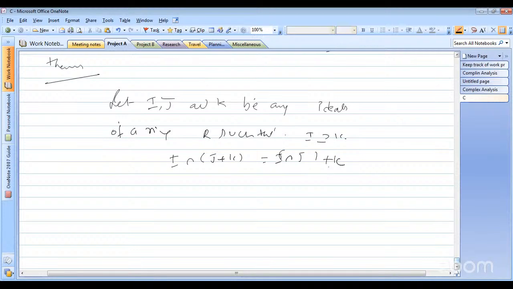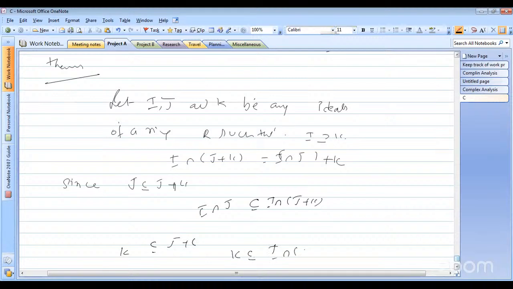So I intersection J is a subset of I intersection (J plus K). Also K, by hypothesis, is a subset of I, and K is a subset of J plus K, so K is a subset of I intersection (J plus K) as well.